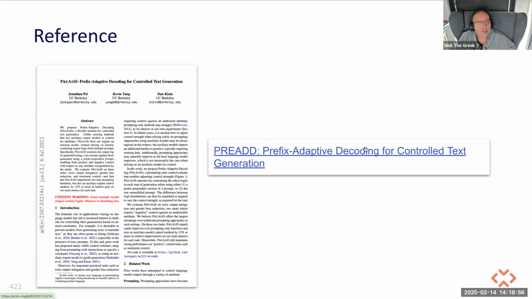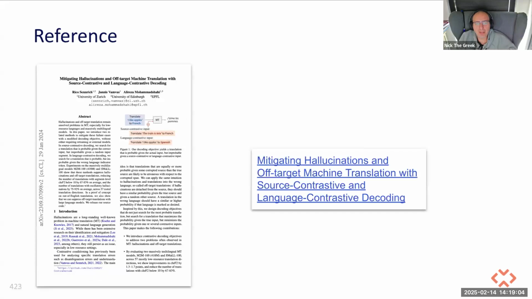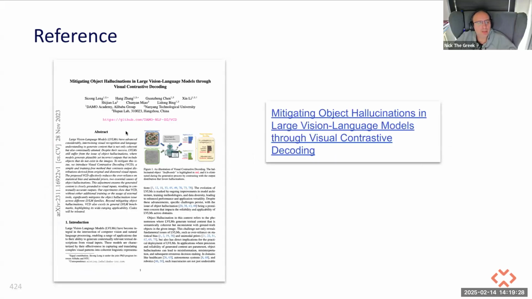Here's another one: prefix adaptive decoding for controlled text generation. That's also, I think we're going to see that, or I don't have it. This is also for reducing toxicity. And another reference we can see here is for translation, mitigating hallucinations and off-target machine translation with source contrastive and language contrastive decoding. I'm sure they're doing some trick, maybe by going in different languages. So it's another one. And they can do the same thing with vision models.